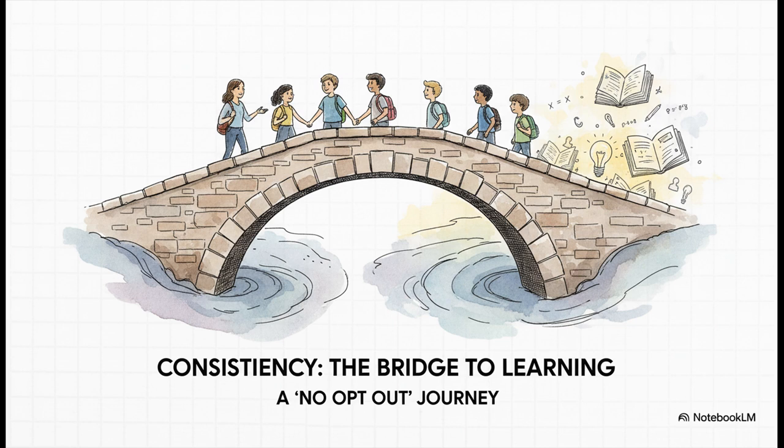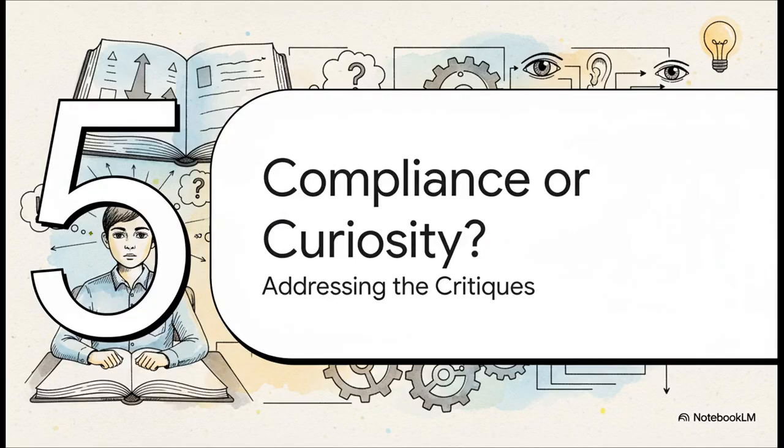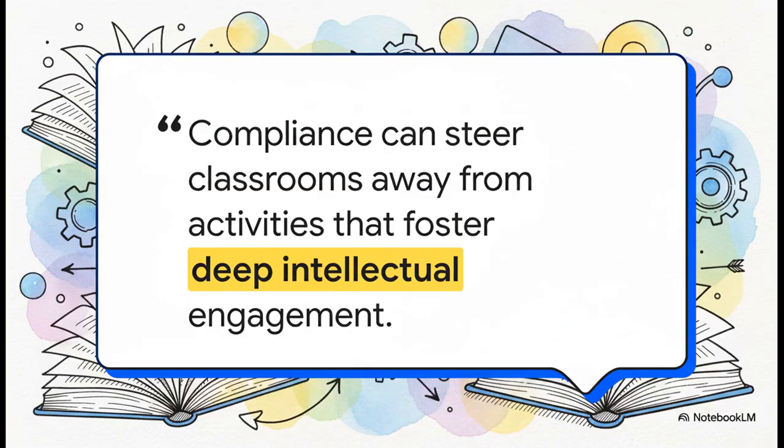The real power of a routine like SLANT comes from its consistency. When it becomes a non-negotiable, no opt-out standard for how we pay attention in this room, it transforms into a true habit. It maximizes every minute of instructional time and builds a culture where everyone is ready to learn every single time. But, and you knew there was a but coming, right? Like any powerful tool, this kind of highly structured approach isn't without its critics. And it brings up some really important questions about the balance between classroom order and, well, everything else that matters in education. So the essential critique is this.